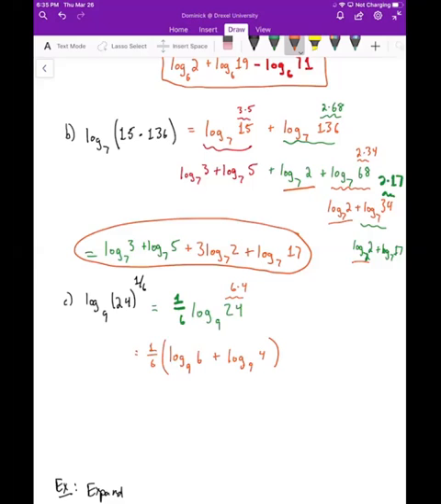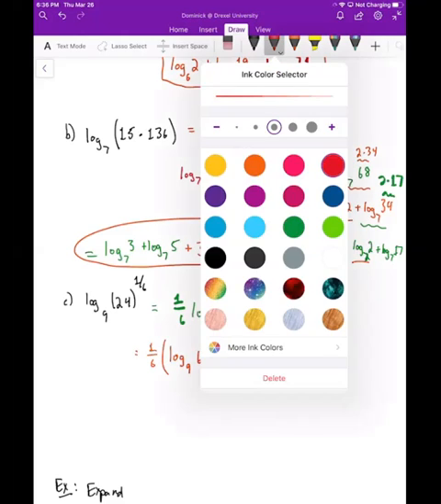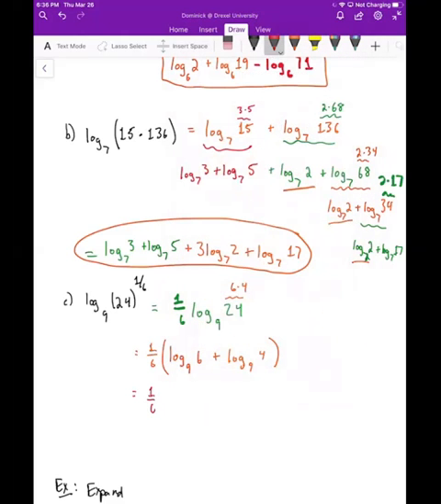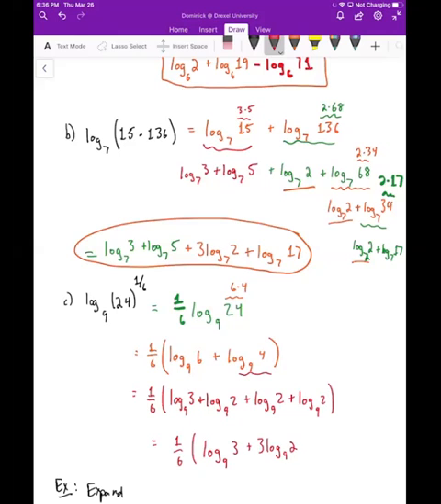And of course, each of these can be broken up. This is 1/6 times log base 9 of 3 plus log base 9 of 2. And then this one will also be log base 9 of 2 plus log base 9 of 2. And then we get 1/6 times log base 9 of 3, and then we have 3 log base 9s of 2. So then there's our fully expanded form for this one.